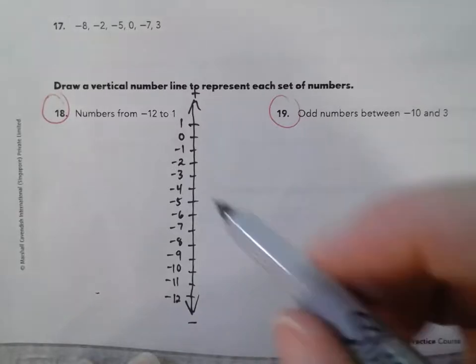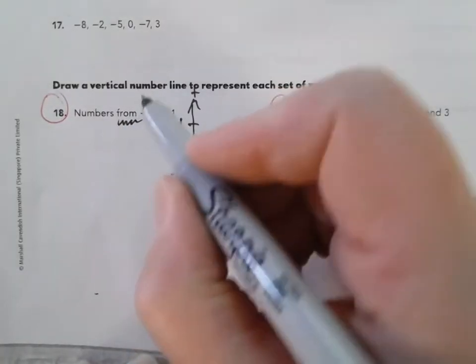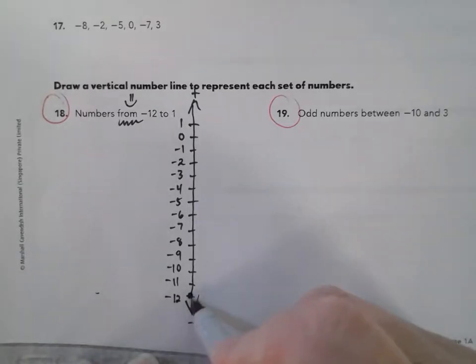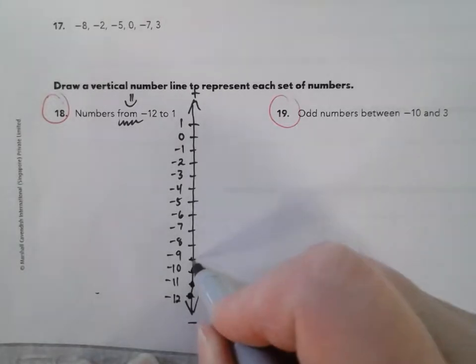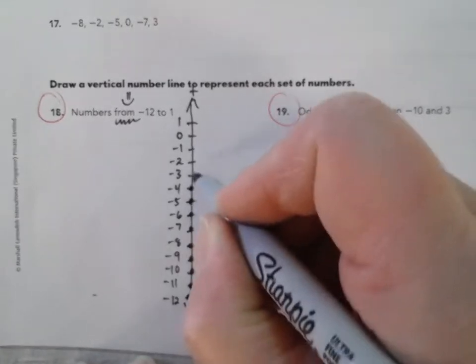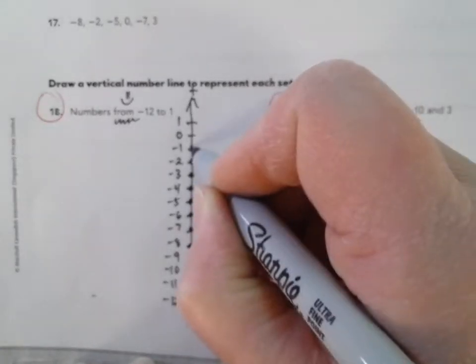And notice it also says from. From is friendly. What I say is friendly numbers include the endpoints. It includes all of the numbers. I start from -12 and go all the way to +1. You need a point on every single integer. Remember, integers are those positive and negative numbers on the number line.